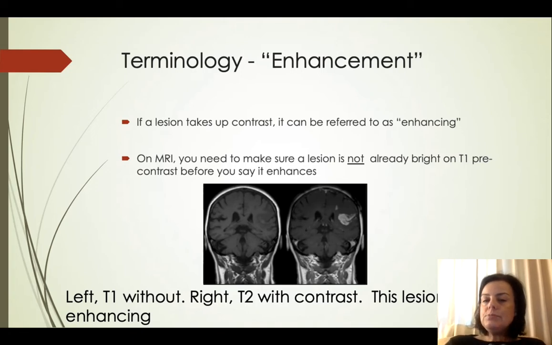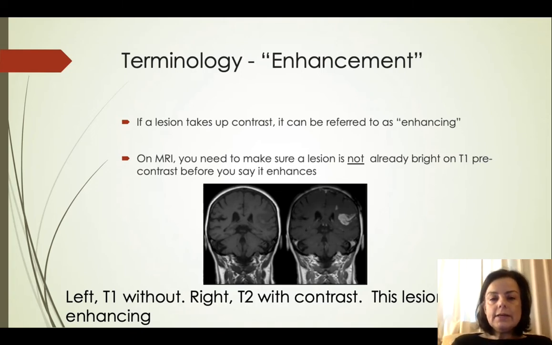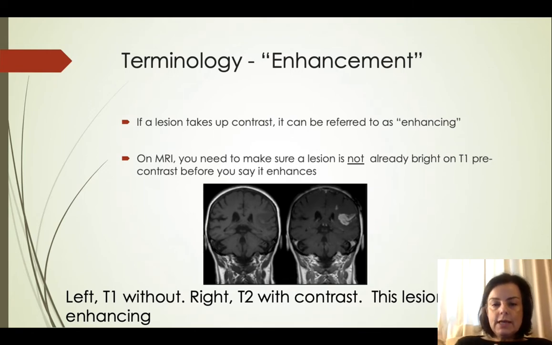Okay, this is a small point, but it's a good point to remember. Sometimes we get fast and loose with the word enhancement. To me, what enhancing means is that a lesion takes up contrast, indicating that there's a breakdown of the blood-brain barrier. So if you want to say that a lesion enhances on MRI, you have to really look at the T1 pre-contrast and then the T1 post-contrast. So here we got a T1 pre, T1 post. This is a coronal view, right? And it's not hyperintense on the pre-contrast, but it is on the post-contrast. So we can say this is an enhancing lesion.